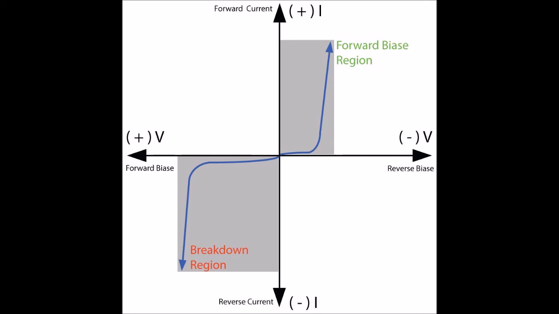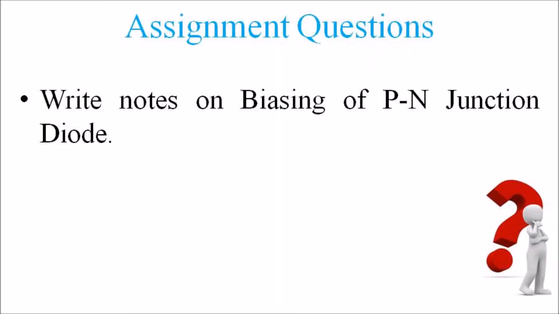So my dear students, hope you had understood this topic. Kindly write down this assignment question. Our question is, write detailed notes on the biasing conditions of the PN junction.